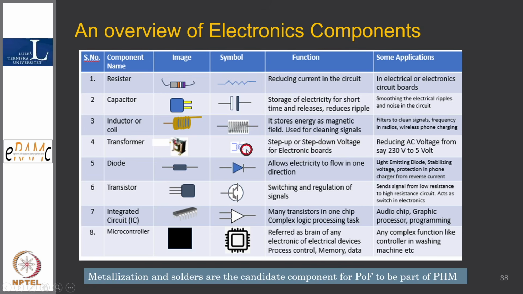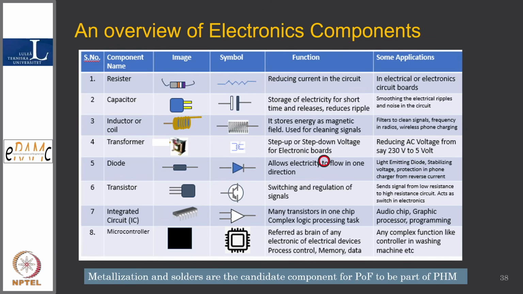Where will it be used? I have a 230 volt power supply, and for my chargers they use a transformer. Okay, so it will step down, and this signal will be fed to the rest of the circuit. The step down will be from 230 volt to 5 volt. So transformers have their own functions, and then we have the diode.